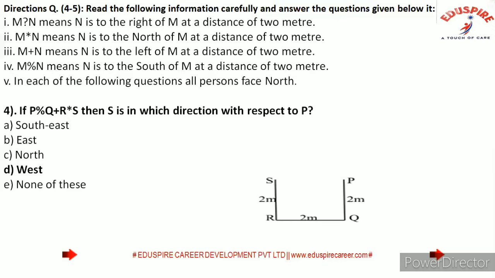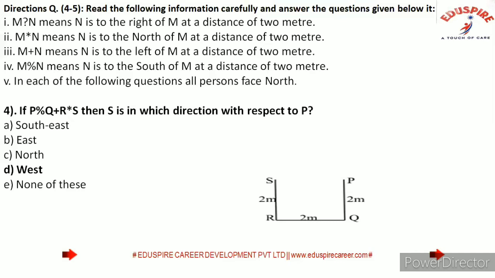Then Q + R. M + N means N is to the left of M at a distance of 2 meters. Similarly, Q + R means R is to the left of Q at a distance of 2 meters. So that we have maintained.